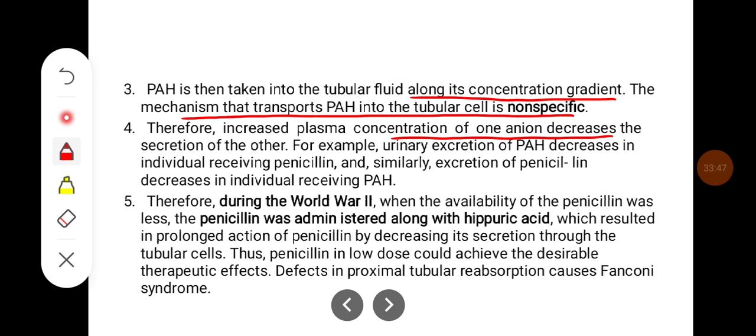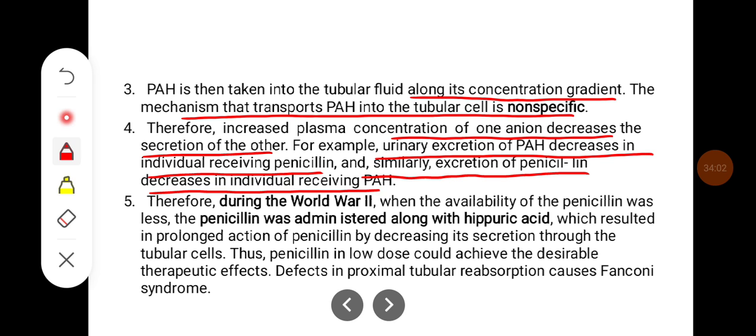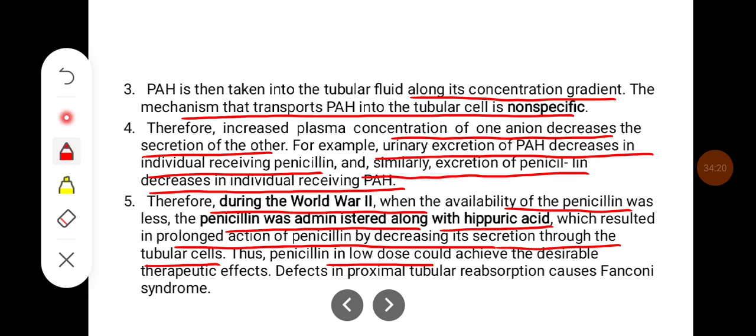Therefore, increased plasma concentration of one anion decreases the secretion of the other. For example, urinary excretion of PAH decreases in an individual receiving penicillin, and similarly, the excretion of penicillin decreases in an individual receiving PAH. Therefore, during World War II, when the availability of penicillin was less, penicillin was administered along with hippuric acid, which resulted in the prolonged action of penicillin by decreasing its secretion through the tubular cells. Thus, penicillin in low dose could achieve a desirable therapeutic effect. Defects in the proximal tubular reabsorption cause Fanconi syndrome.